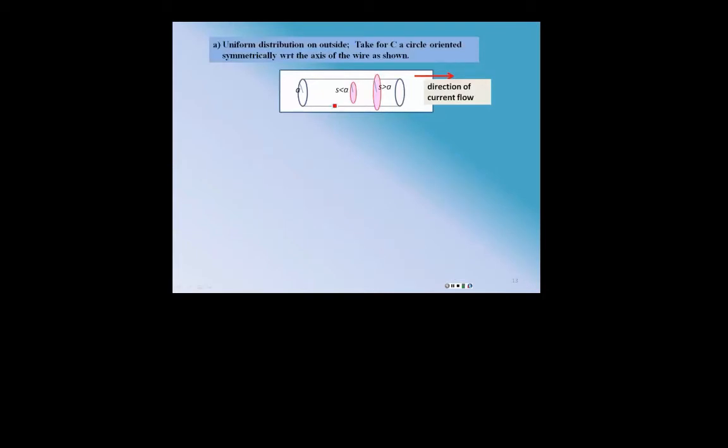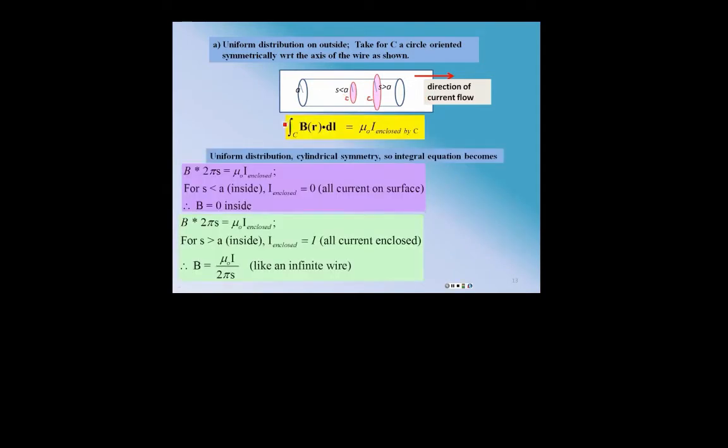And for that, we'll take two Amperian loops, as they're called. There's the C, so this is a C inside and this is a C outside. And the direction of current flow is in this direction. So here's our radius a, s less than a, s greater than a. Here's Ampere's law that we start with, and then we go through our symmetry arguments.